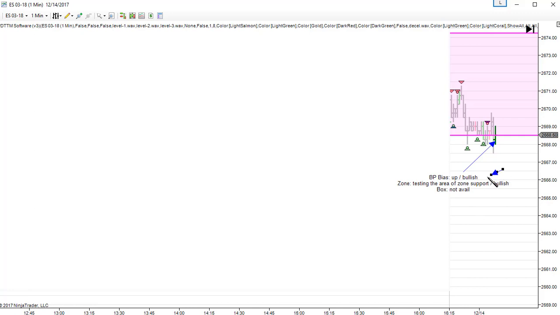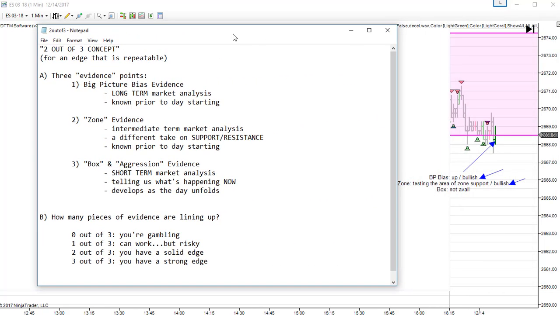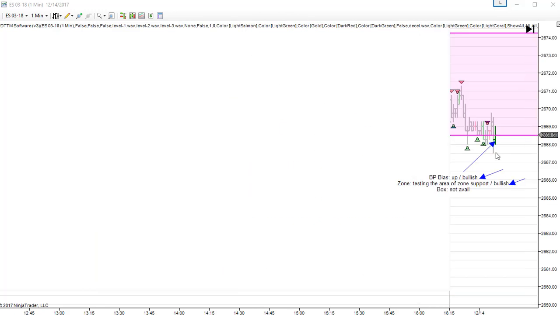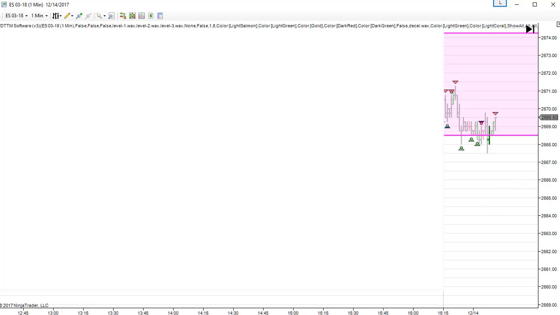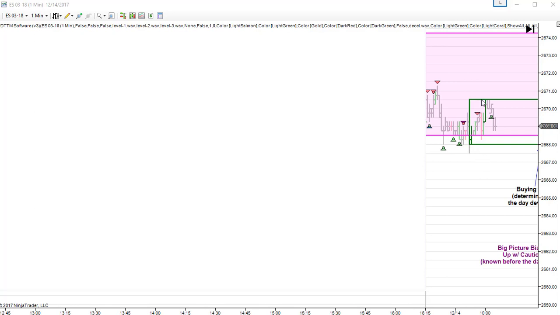You've got 2 out of 3. The big picture bias is saying I'd rather get long, and the zone level is saying I'd rather get long. And at least we have a piece of aggression that's showing buyers are starting to step in. Okay, and again, that goes back to this idea that if we can get 2 of these 3 pieces, whether it's big picture and zone, or maybe it's zone and box aggression, if we get at least 2 of those 3, we've got an edge. So being a buyer here makes a decent amount of sense if you want to do it that way. Okay, so let's run it forward here just for a second, and if we go to this point right here, now we have a buying box that's formed.